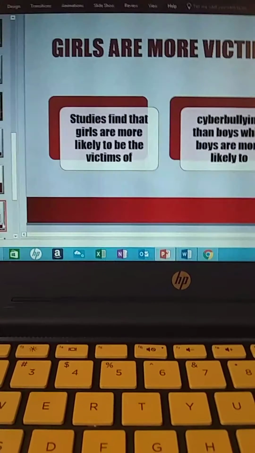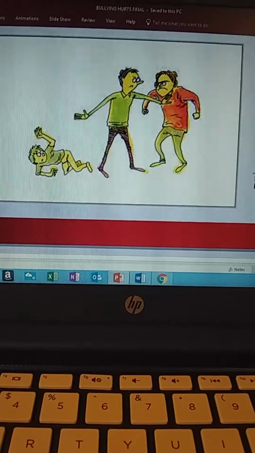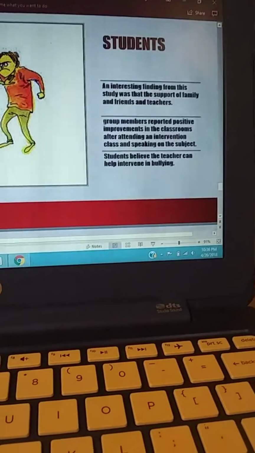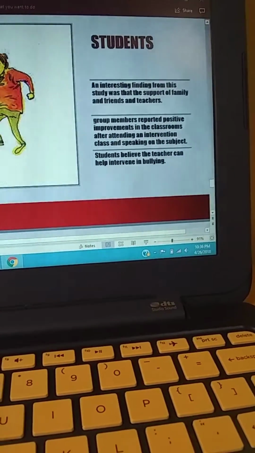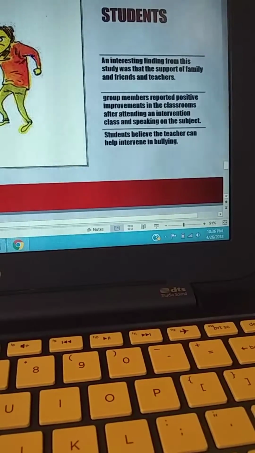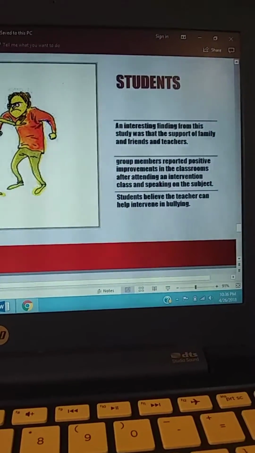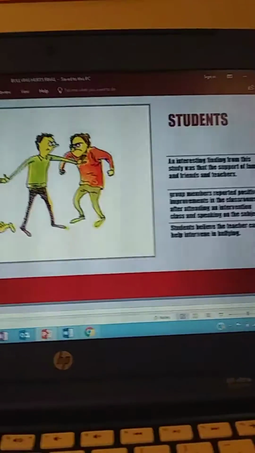Moving on to the next slide. Here we are at students. You're looking at a teacher stopping the bully from bullying the student who is already down on the floor. An interesting finding from this study was that the support of family, friends, and teachers helps with the bullying, making it easier. Group members reported positive improvements in the classrooms after attending an intervention class and speaking on the subject. Students believe the teacher can help intervene in bullying, and that's very important, because students do believe the teacher is capable of breaking things up, and teachers should be there to help out.